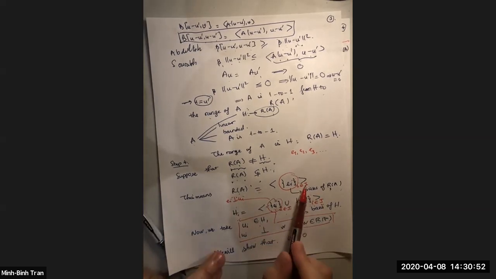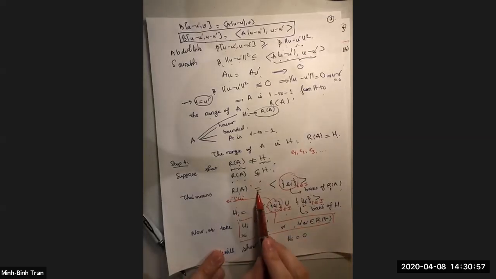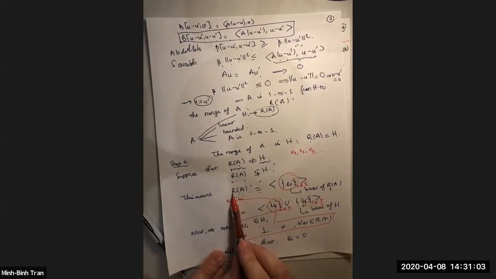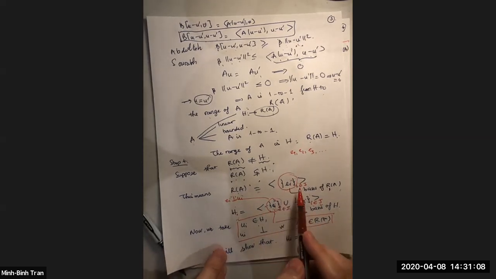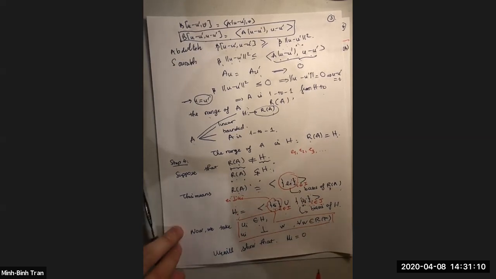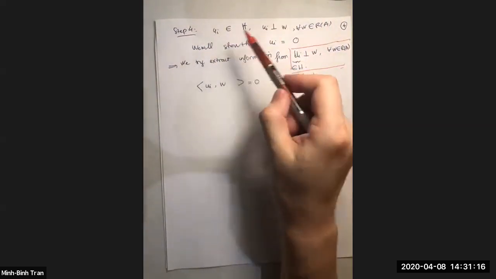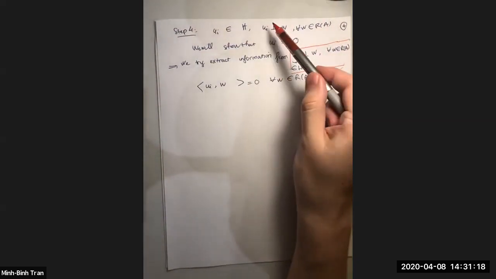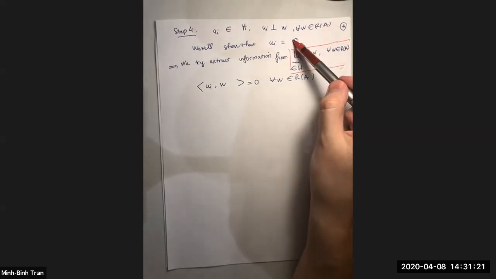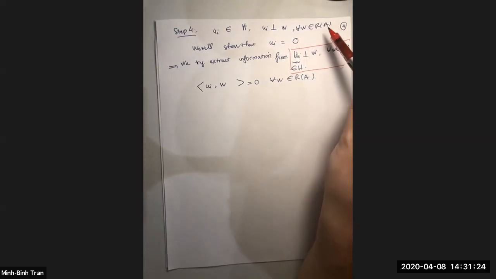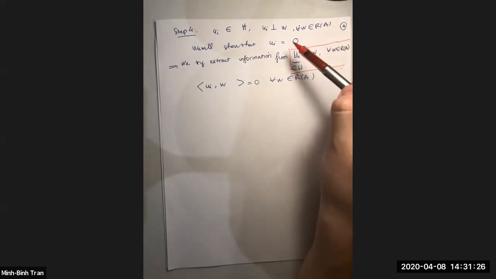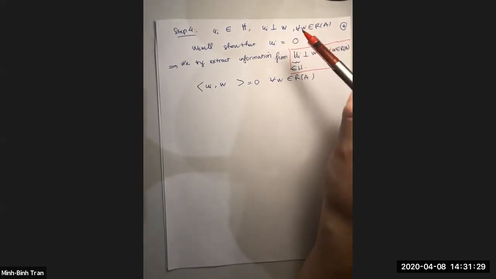Which means that U_i has to be orthogonal to all of the E_i, meaning that U_i is going to be orthogonal to all of the W in the range of A, because all of the W in the range of A can be expressed in terms of this basis, right? We will show that U_i is going to be 0. Now, I want to show that if I have a vector U_i in H, and this U_i is orthogonal to all of the vectors W in the range of A, I can show that this U_i has to be 0, right?